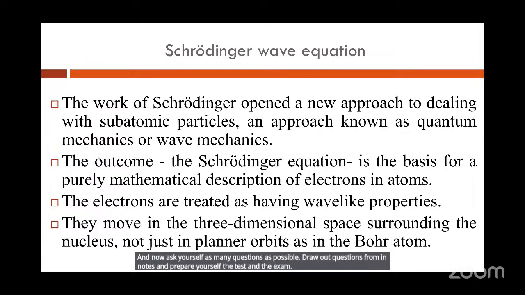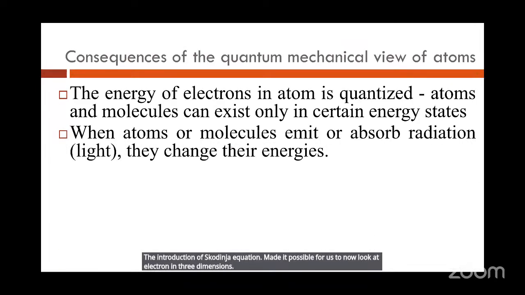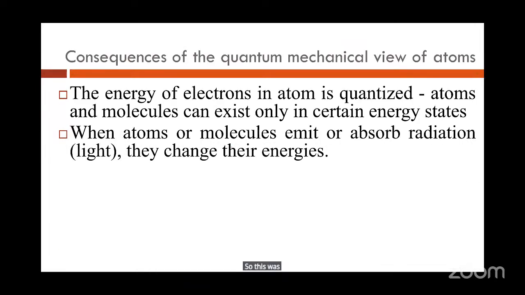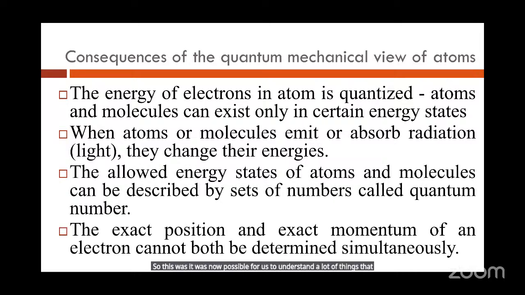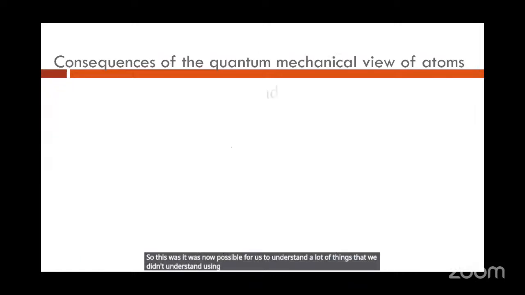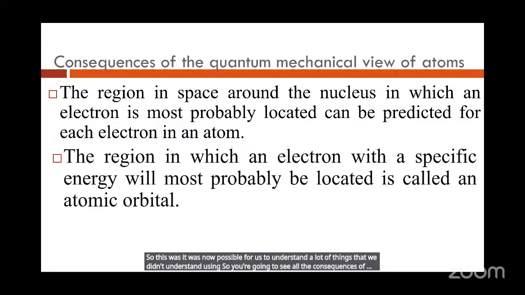While Bohr looked at electron in one dimension, the introduction of the Schrodinger equation made it possible for us to now look at electron in 3 dimensions. And so it was now possible for us to understand a lot of things that we didn't understand using the Bohr model of atom. So you're going to see all the consequences of using the current model of atom.